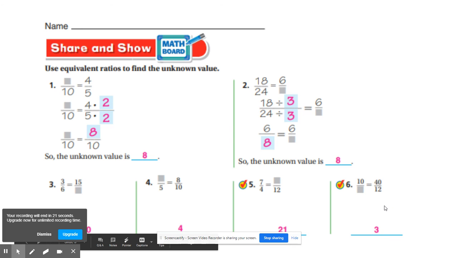So just think back to equivalent fractions like we did last year, and this should be pretty easy to do. You're just trying to find equivalent ratios this time instead of fractions.